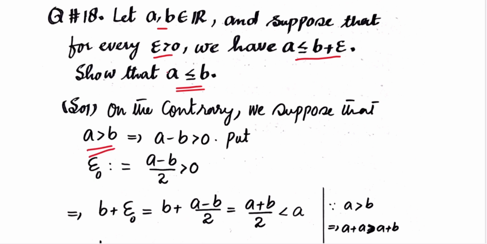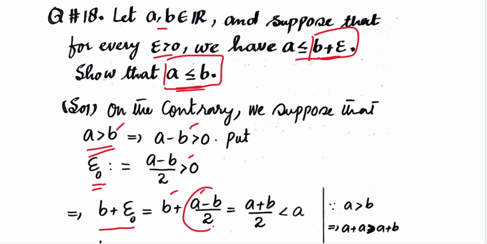Here we have to show that a is less than or equal to b. We suppose on the contrary that a is greater than b. If a is greater than b, then a minus b is positive. So put a particular value of epsilon, which is epsilon naught, equal to a minus b over 2. That will also be positive. By adding b on both sides to make this form b plus epsilon, this becomes b plus epsilon naught is equal to b plus a minus b over 2. What is the value of epsilon naught? This is a minus b over 2 here.